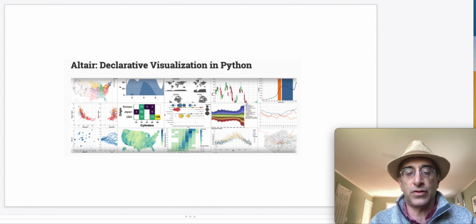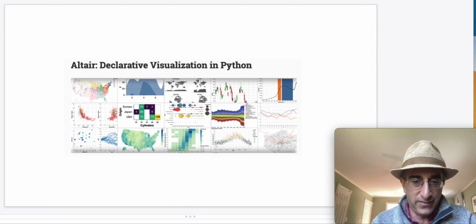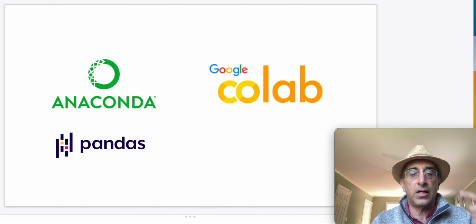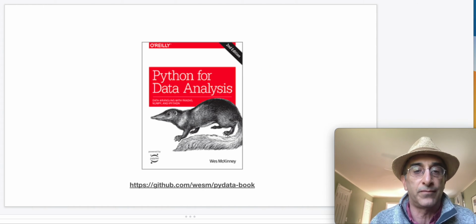Altair is a great visualization library for Python because it gives you visualizations in the grammar of graphics. Words matter. I'll leave it there. So Anaconda, Google Colab, Pandas are great tools. Google Colab lets you use GPUs for free. It's a really nice tool.